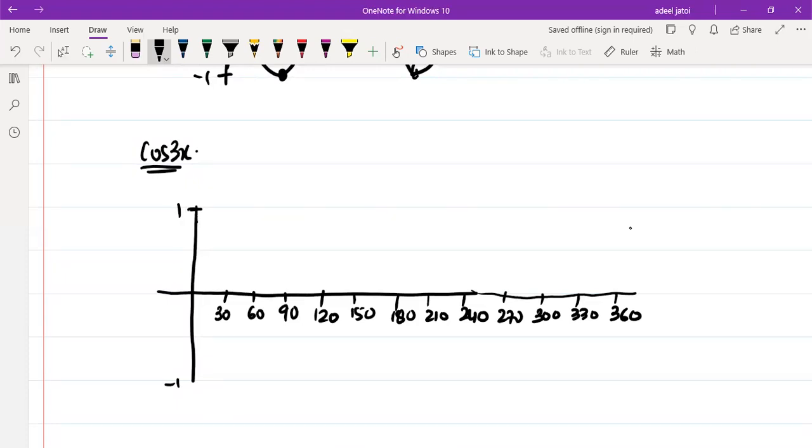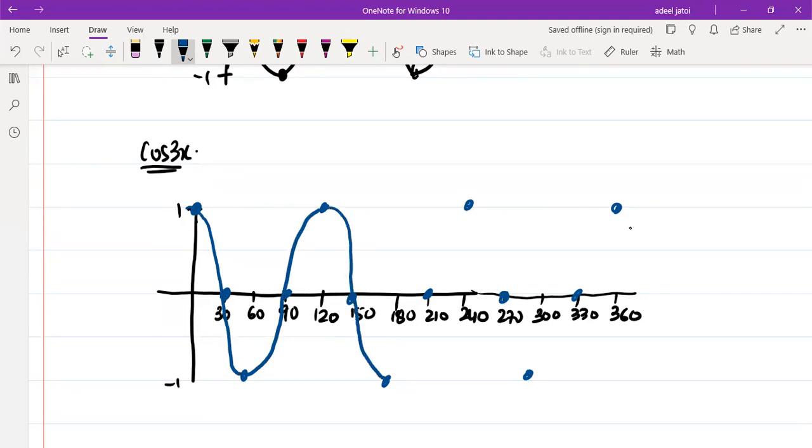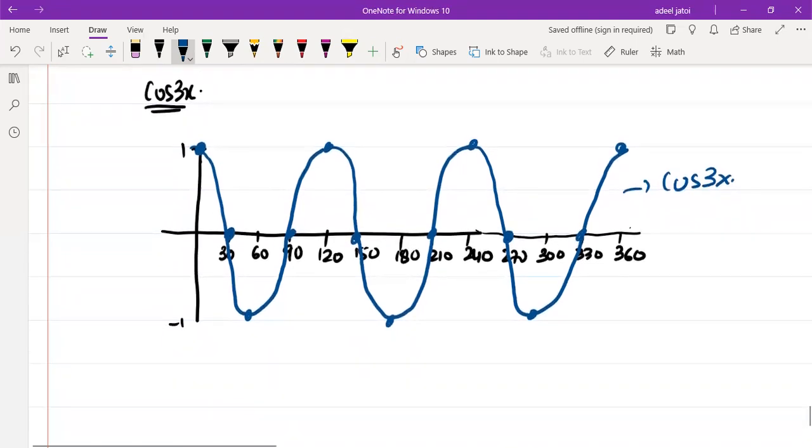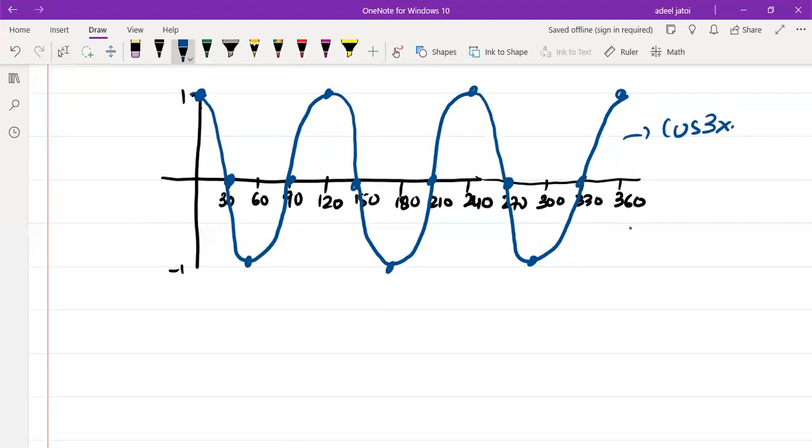But obviously you should know that cos 0 is what? 1. So that means 30, 60, 90, 120. Then we go 150, 180, 210, 240, 270, 300, 330 and what? 360. So the graph goes from 0, it curves down. This becomes your first cycle. Then your second cycle goes from here, turns around, meets the second cycle. And then this is your third cycle of cos 3x.